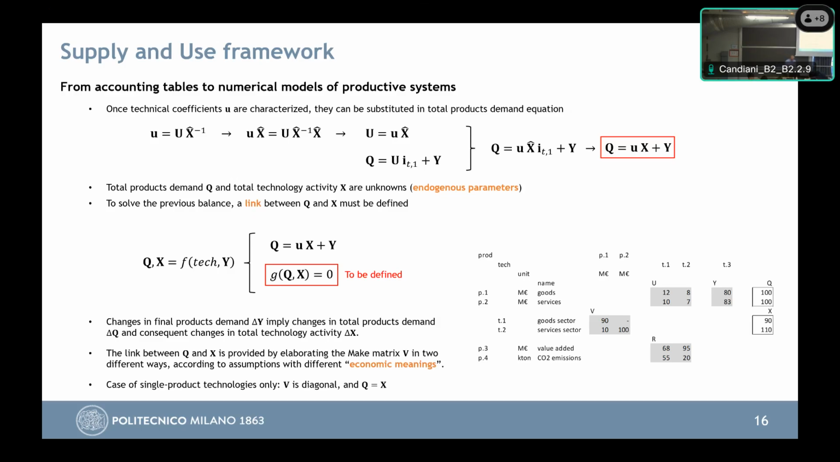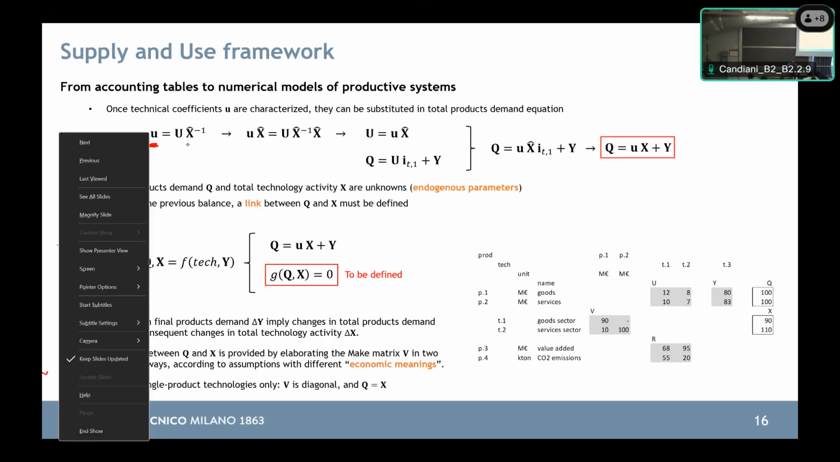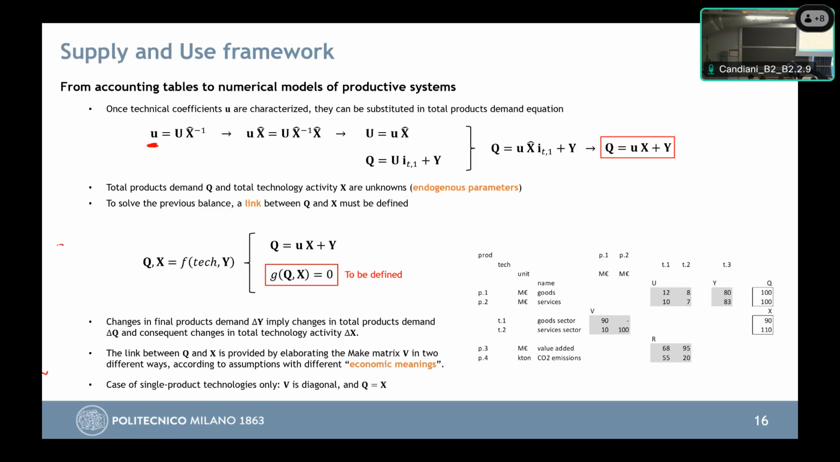Perfect. So what's the most important point to be understood here is that basically we are defining technical coefficients, here use coefficients, U, again as a function of technology activity. It's not working, okay? Okay, that works.